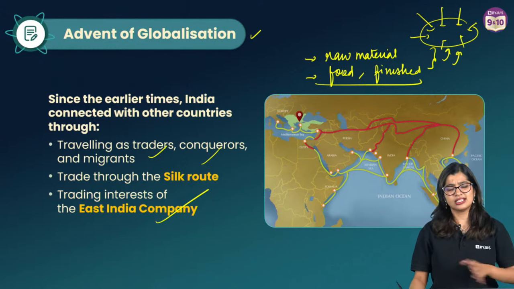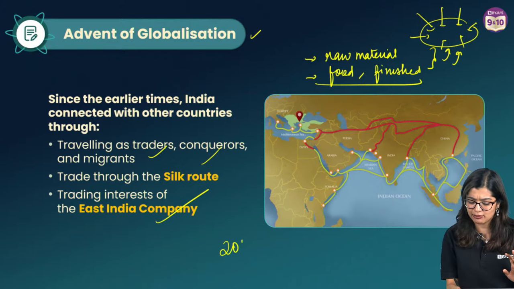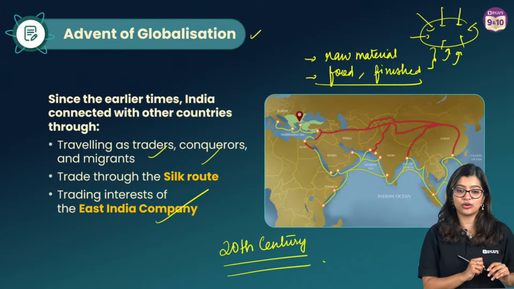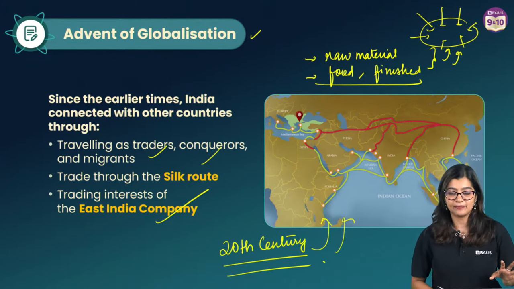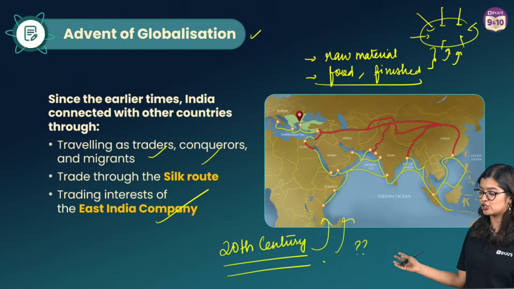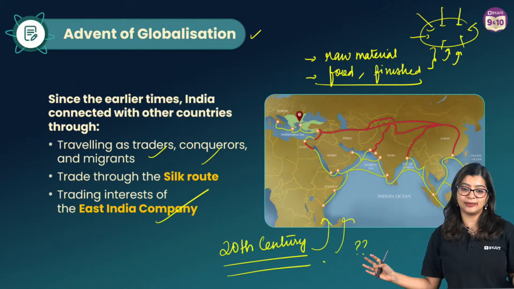Now, of course, this was way back then. But in the 20th century, there was a game changer altogether. So in the 20th century, what do we observe? There was a game changer altogether. And who was this game changer? Who was this game changer that brought different parts of the world together?